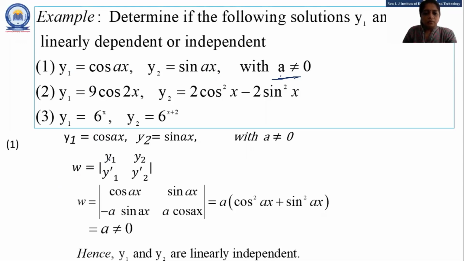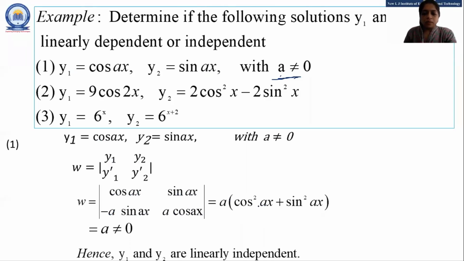Wronskian is y1, y1 dash, y2 and y2 dash. y1, one solution, that is cos ax. y2, second solution, sin ax. Now the derivative of cos ax is what? Minus sin ax into a. So that is minus a sin ax. The derivative of sin ax is a cos ax. If we solve this Wronskian, then this is a cos square ax, then minus, and this is again minus, so minus minus plus a sin square ax.